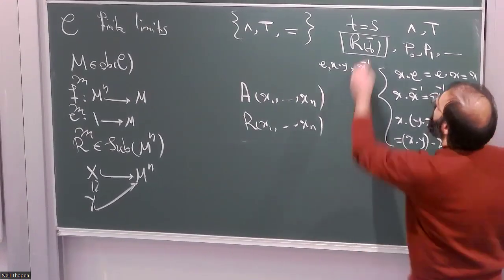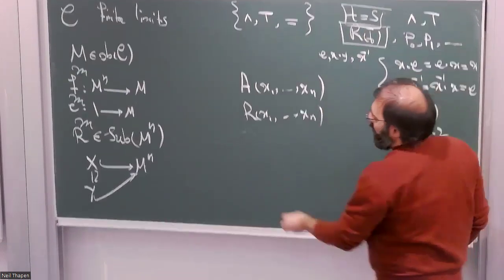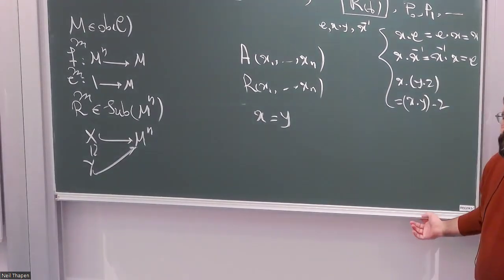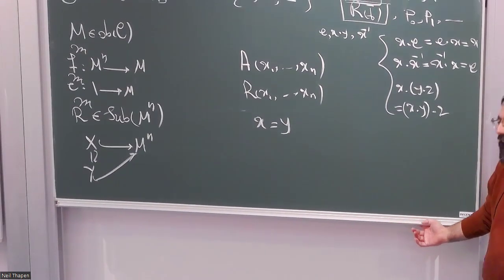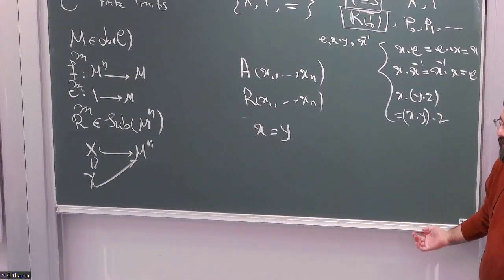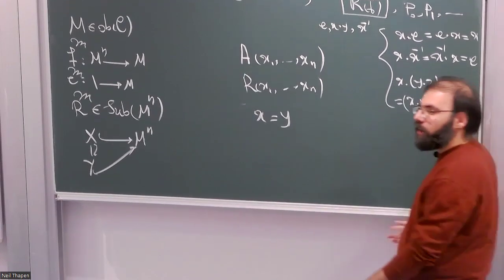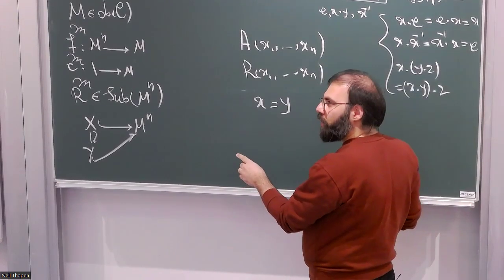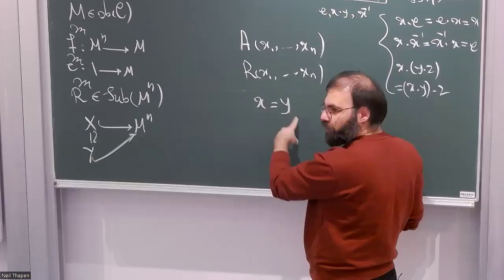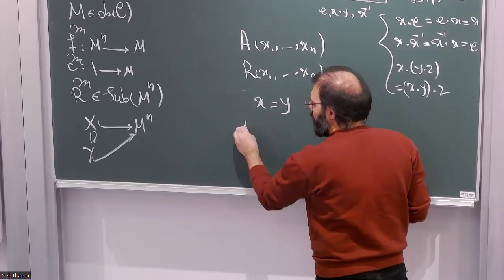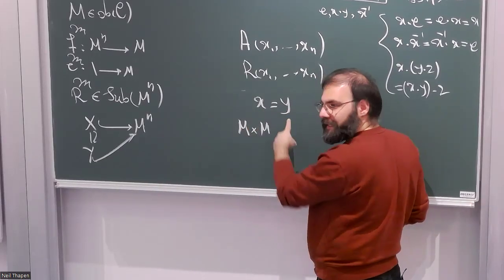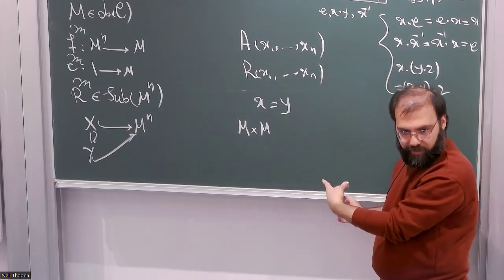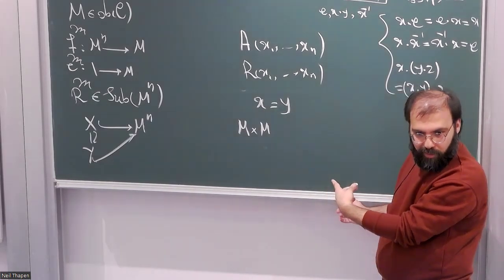Okay, what about this guy? What is the interpretation of this guy? Equalizer of who? From M squared, because you have two variables. You have M times M. You need a subobject of this guy, right? The interpretation, whatever it is, should be a subobject of M squared, right?